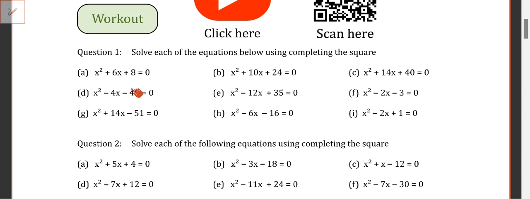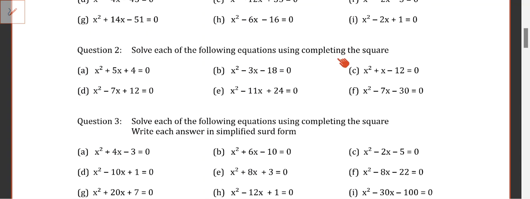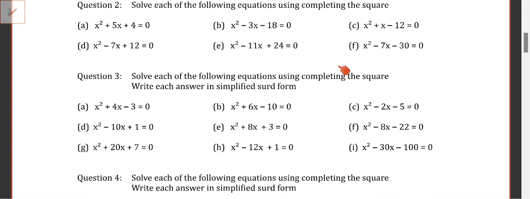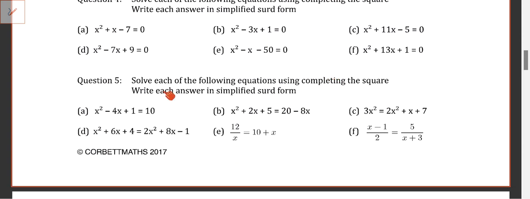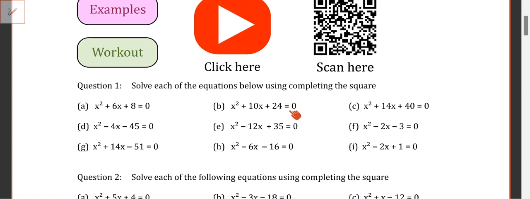You'll notice all of these, you've got a quadratic expression equals 0. So all these are quite nice. We've still got equals 0. All of these are equals 0 until you get to the ones down here, which are obviously a lot more complex because you have to do some rearranging first. But I'll just focus on this question 1 first.